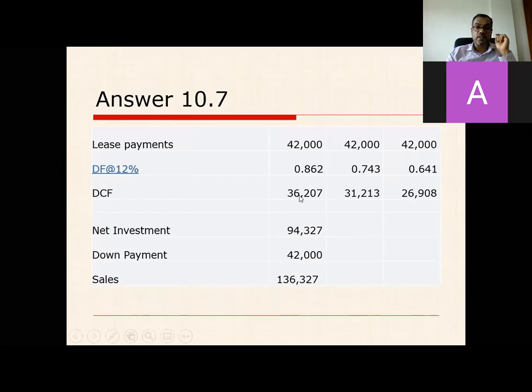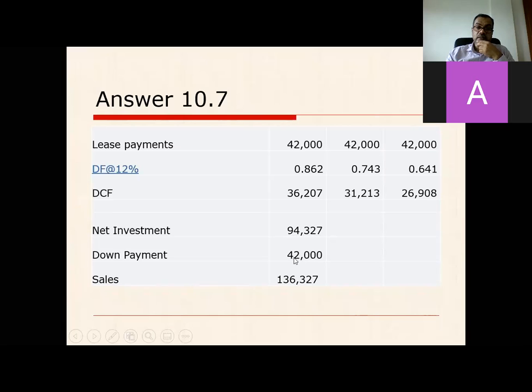36,207 is not the discount factor, but we can say that discounted cash flow, or within brackets in your calculation you better write it down as present value, or discounted cash flow. It's not the discount factor. The summation of these three, 36, 31, 26, is 94 something. That is the net investment, net investment.